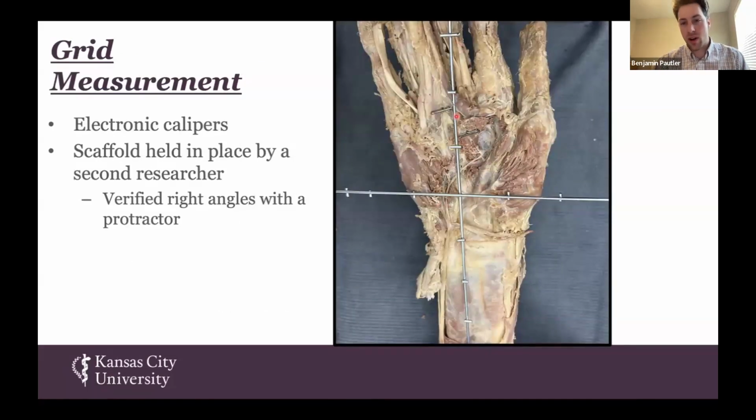You can see here more of a practical aspect of how it was done. We used electronic calipers to measure all of our distances. This makeshift scaffold was held in place by a second researcher, and before beginning, these angles were verified with a protractor to be 90-degree right angles.